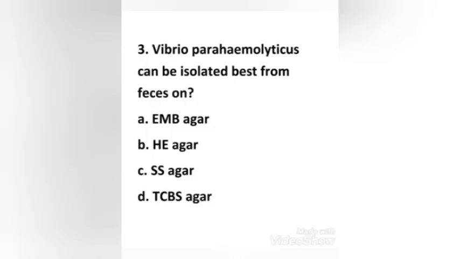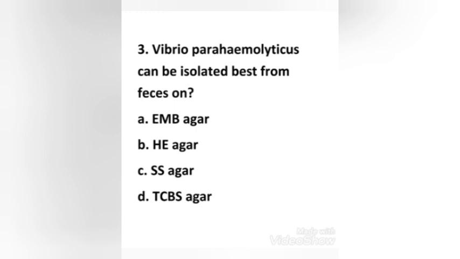Next question, Vibrio parahaemolyticus can be isolated best from feces on eosin methylene blue agar, Hektoen enteric agar, Salmonella Shigella agar, thiosulfate citrate bile sucrose agar. Here the right answer is option D, thiosulfate citrate bile sucrose agar. It is a type of selective agar culture media which is used to isolate Vibrio species. TCBS agar contains high concentration of sodium thiosulfate and sodium citrate to inhibit the growth of Enterobacteriaceae.